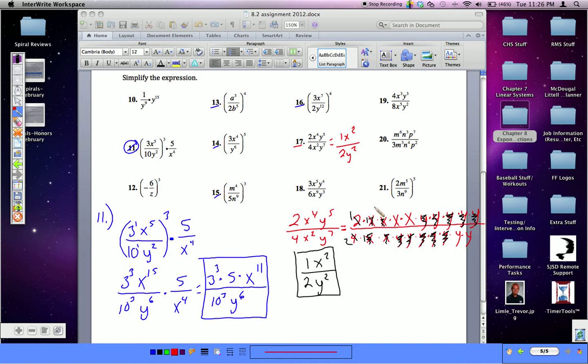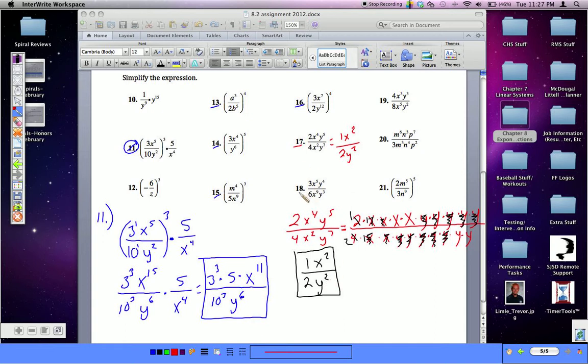If you need more time, the sub can pause the screencast, but you do need to have something like this showing your steps. If you can't fit it on here, it needs to go on another sheet of paper. You need to show some steps of some sort. Maybe you're solving it by subtracting 15 and 4 to get 11. In this case, it would be 4 and 2 to get the 2. And then 5 minus 7 would be negative 2, which moves to the bottom when it's a negative exponent.